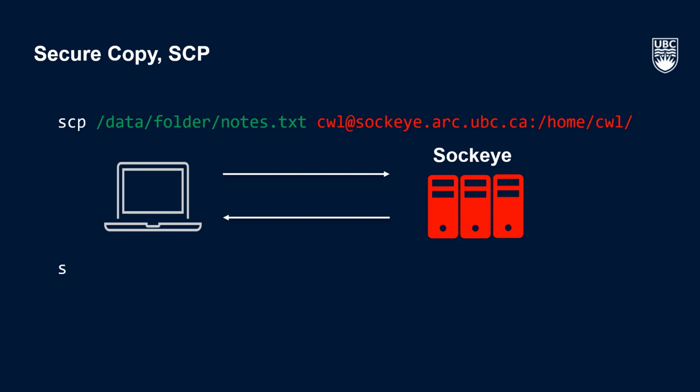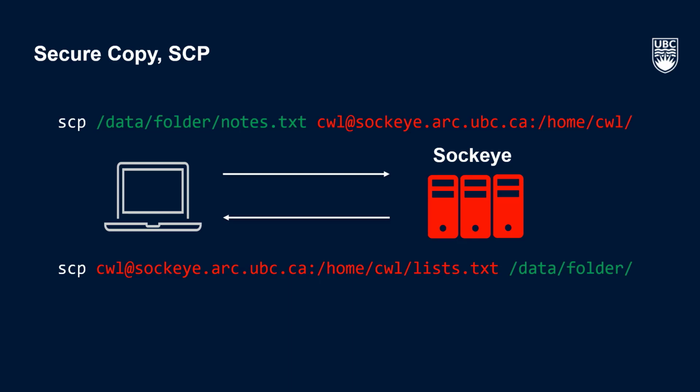So I'll type scp space cwl at sockeye.arc.ubc.ca:/home/cwl/list.txt space /data/folder/. And boom, that lovely file I worked on in Sockeye is now on my local machine.